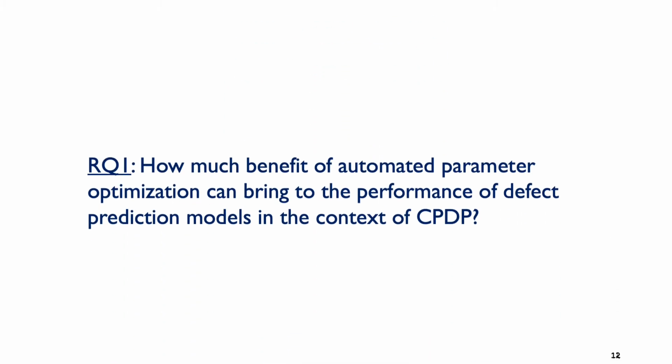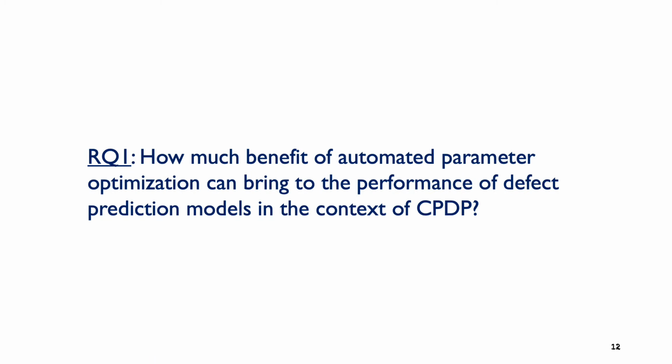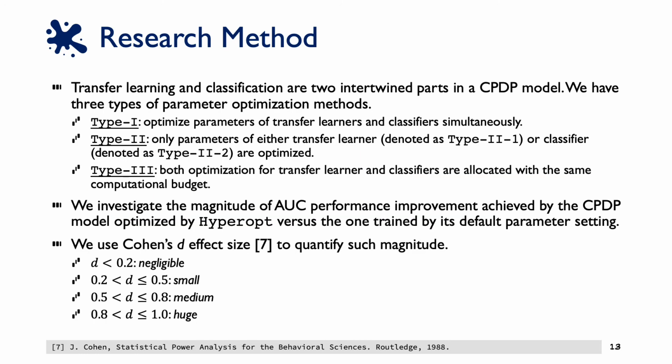So, alright, let's move on to look at our results. In our experiments, we are going to address 3 research questions. First one is about how much benefit we can have when we optimize the parameters of defect prediction models in the context of CPDP. It is worth noting that since we have two independent parts in CPDP, one is the transferability and the other one is the quantification, we can essentially have three types of parameter optimization methods.